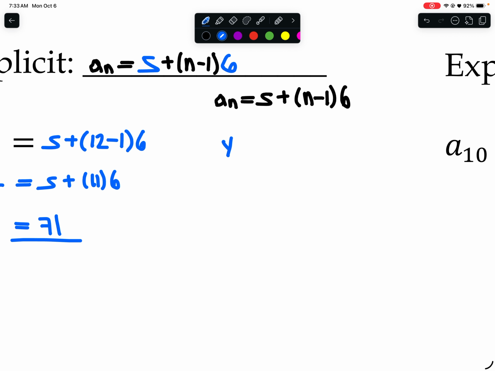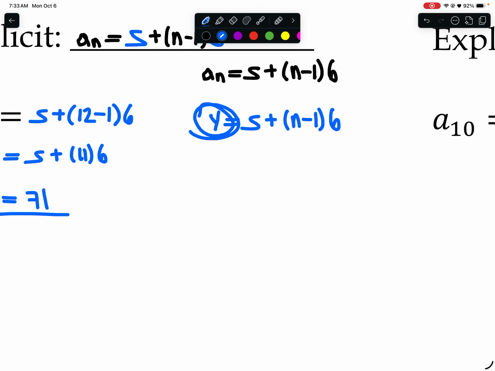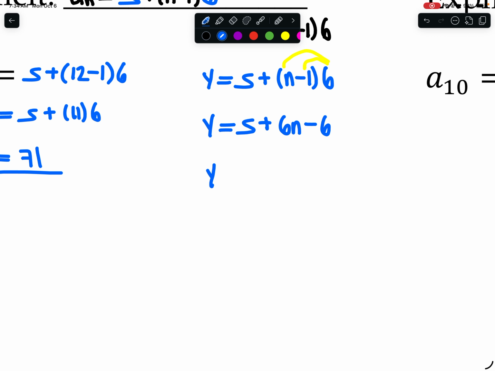I'm going to rewrite it as y equals 5 plus n minus 1 times 6. So we're going to rewrite it as a y equals, but we're still going to keep the n value to kind of give us the indicator that we're talking about a sequence. So now you're going to distribute your 6. When you distribute, 5 plus 6n minus 6, this would be 6n minus 1.